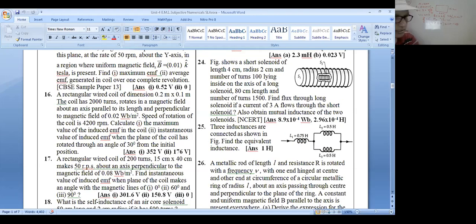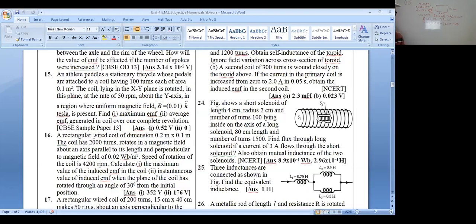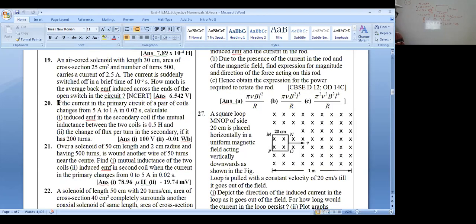Okay. Suppose I am taking a question, this one, this is also a good question, question 20. Just go through this. If the current in the primary circuit of a pair of coils changes from 5 ampere to 1 ampere in 0.02, calculate the induced EMF. If the mutual inductance is 0.5 and the change of flux per turn in the secondary, if the number of turns is 200 turns.